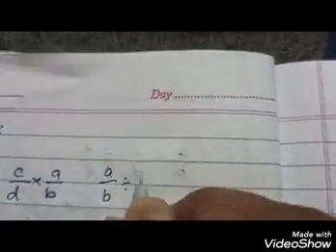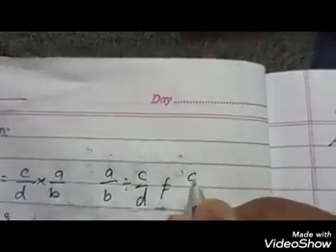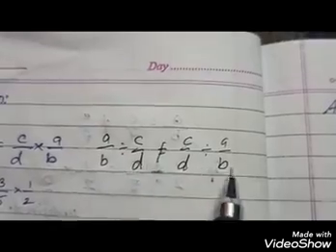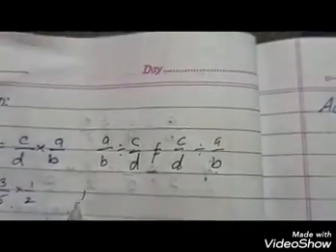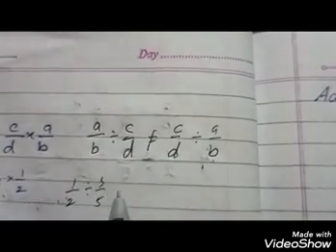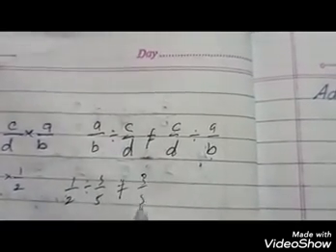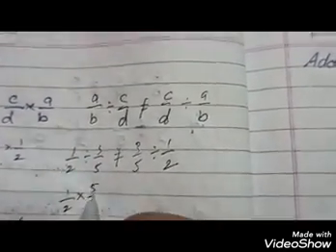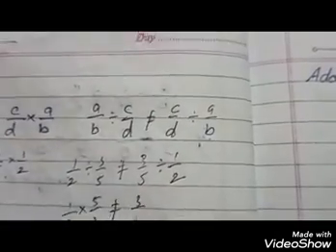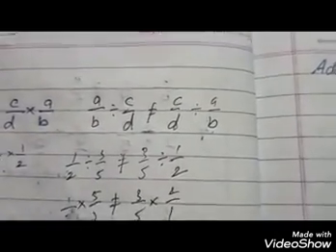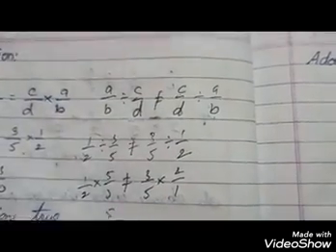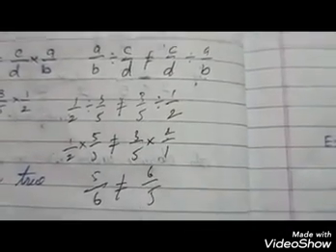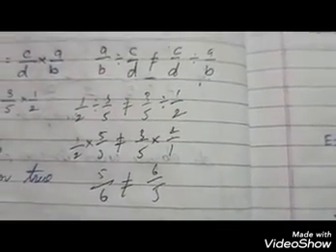But in division, a by b divided by c by d is not equal to c by d divided by a by b, because here the reciprocal value is different. So 1 by 2 divided by 3 by 5 is not equal to 3 by 5 divided by 1 by 2. So now you see 1 by 2 into 5 by 3 is not equal to 3 by 5 into 2 by 1. So now you get 5 by 6, and here you get 6 by 5. So it is a reciprocal value. So both are not equal. So division is not satisfied.